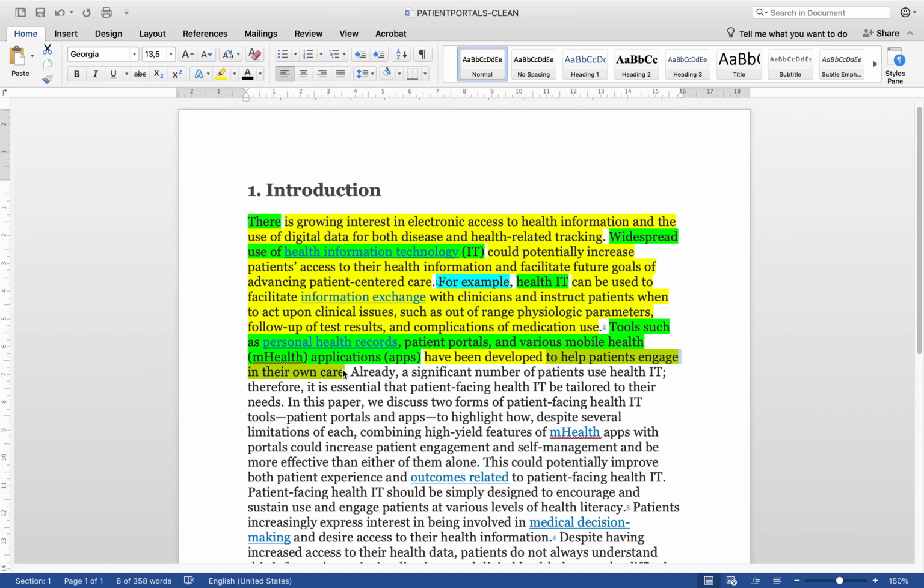What Dutch people do a lot, and please be vigilant to that in your own texts, is write sentences like this. Tools such as personal health records, patient portals, and various mobile health applications have been developed. Have been developed is then your focus. And that doesn't mean a lot, it just means that they are there. But it's not really the focus of what you want to say. So you always need to make sure that you have a meaningful focus in the second half of your sentence, in the focus part of your sentence. Here the meaningful part is to help patients engage in their own care. Apparently that is what this article is about, or at least what the writers, he or she, or them, are leading us to.